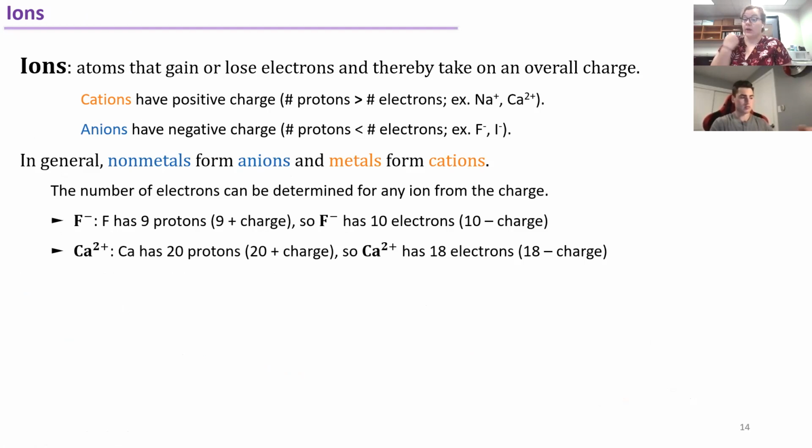If you take away electrons, since electrons are negatively charged, you're going to end up with an overall positive charge. And if you add electrons, give an atom extra electrons, you're going to have a negative charge. An atom is neutral and not an ion when the number of electrons and the number of protons match.